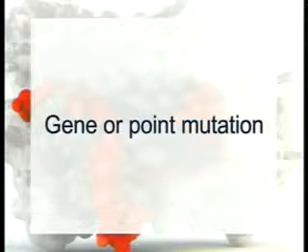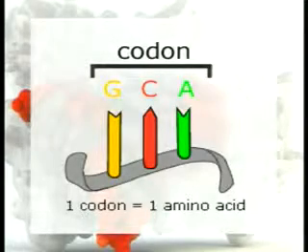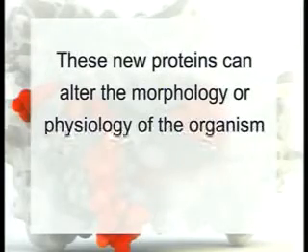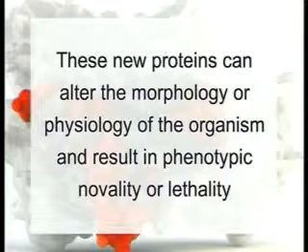Now, gene or point mutation. Point mutation consists of a single change in the nucleotide sequence. If the change is a replacement of some kind, then a new codon is created. In many cases, this new codon upon translation results in a new amino acid. When base change results in new amino acids, new proteins appear. These new proteins can alter the morphology or physiology of the organism and result in phenotypic novelty or lethality.